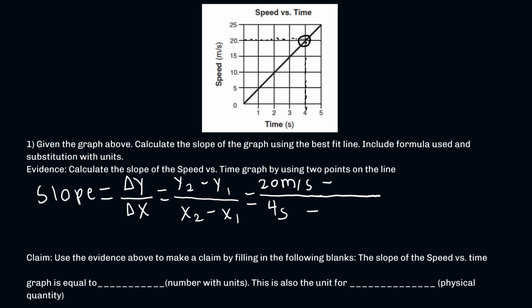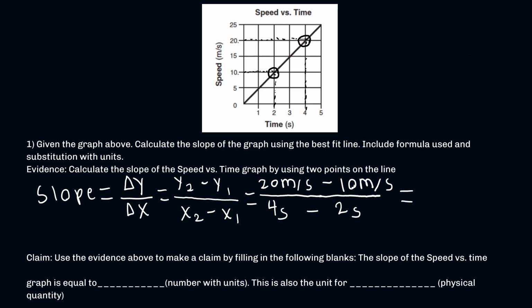So my next dot that I'm going to pick on the line, I'm going to go all the way down here to 10 and 2 where this lines up. So again, 10 meters per second is going to also line up with 2 seconds. So that's going to be my y1 because that is the first thing that I see on the graph before the 20. So that's 10 meters per second over my time here, which is just 2 seconds.